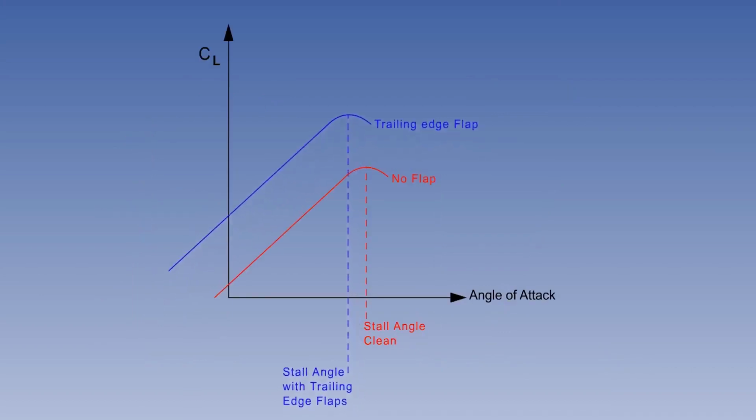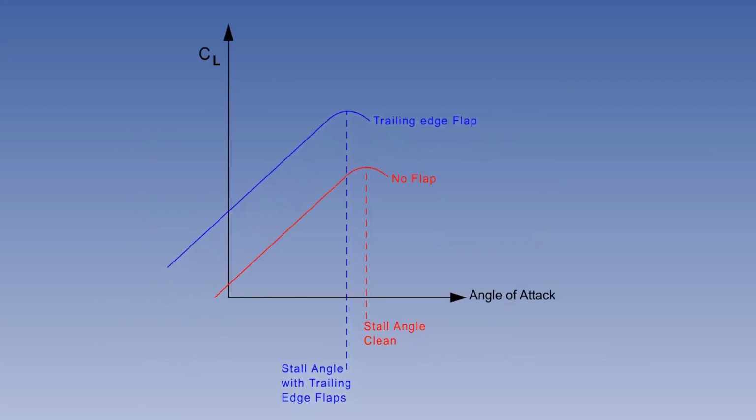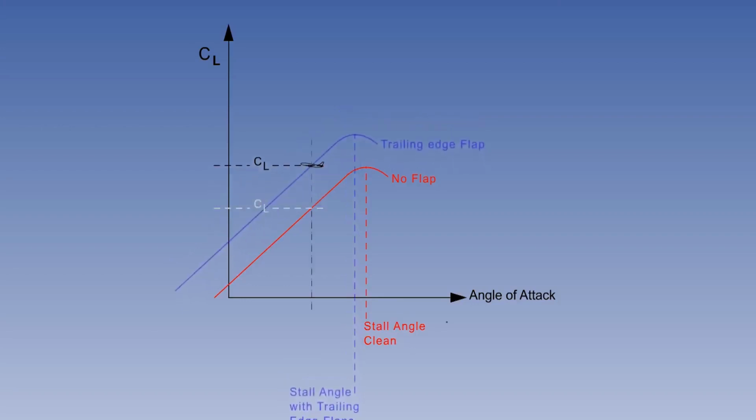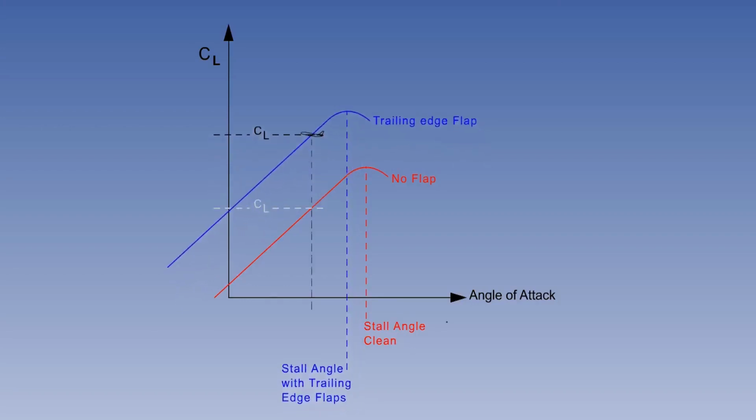The CL angle of attack graph shows a reduced stall angle with trailing edge flaps selected. This is because the lift curve is plotted using the original chord line, before the flaps are lowered. When the pilot lowers the trailing edge flaps, the wing camber is increased, and if the pilot did not prevent it, lift would increase.